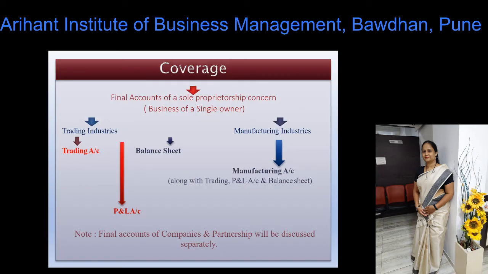Final accounts of a sole proprietorship concern the business of a single owner. If the firm is in trading, then it should have a trading account, profit and loss account and balance sheet. If it is a manufacturing industry, then manufacturing account, profit and loss account and balance sheet. But keep in mind, final accounts of companies and partnerships must have some different entries and some different transactions or effects that we will discuss separately.